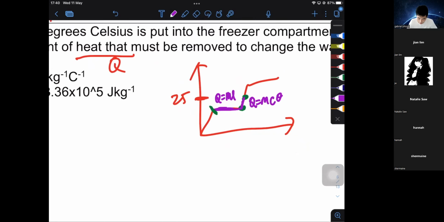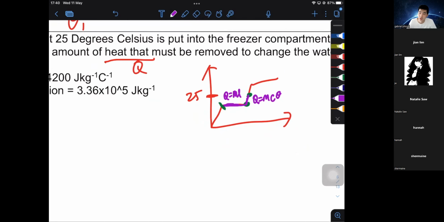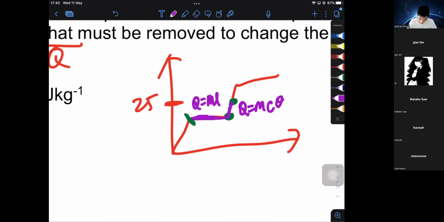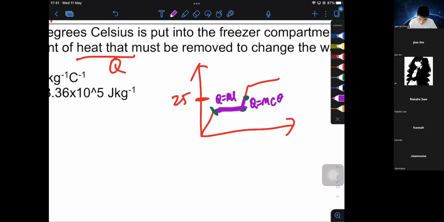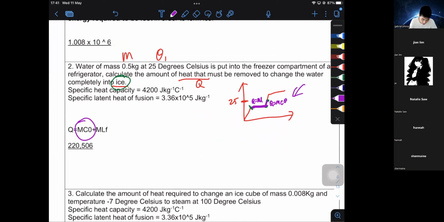Meaning to say, in order for me to find out how much energy is needed to remove everything to change it from 25 degrees Celsius to completely ice, I have to find these two sections here, one section here and one more section here. From here, I know for a fact that it's supposed to be equal to Q equals mcθ, which is this part here, plus Q equals mLf, which is this part here.